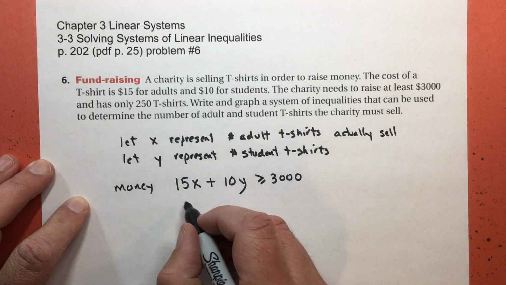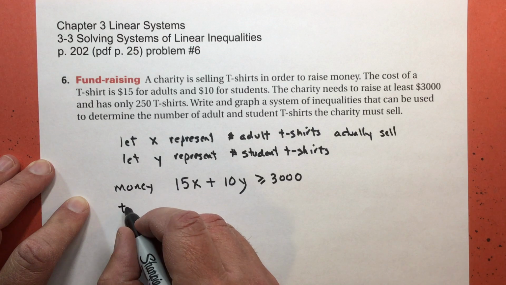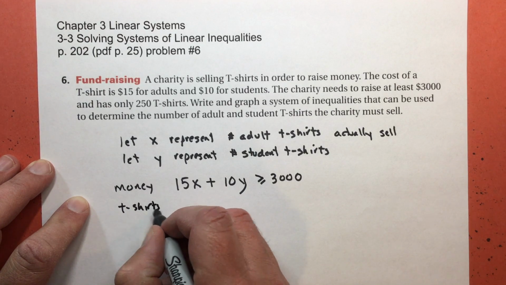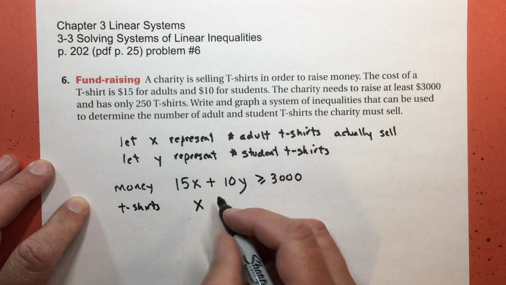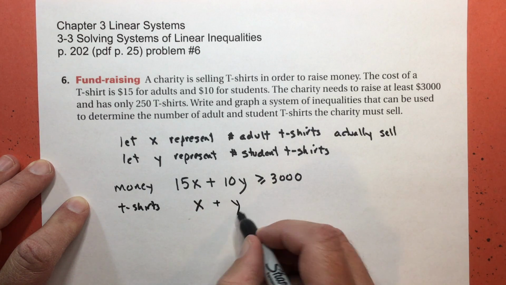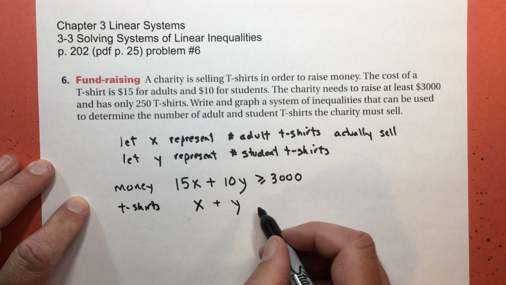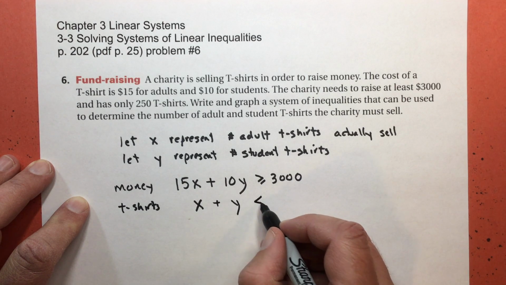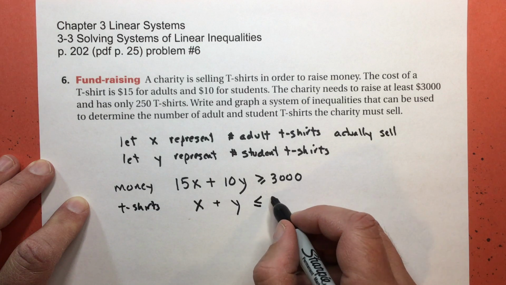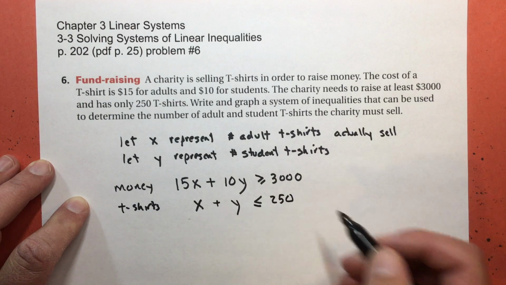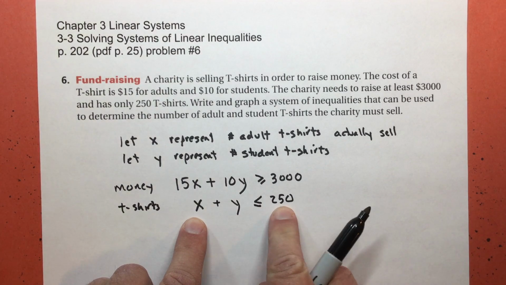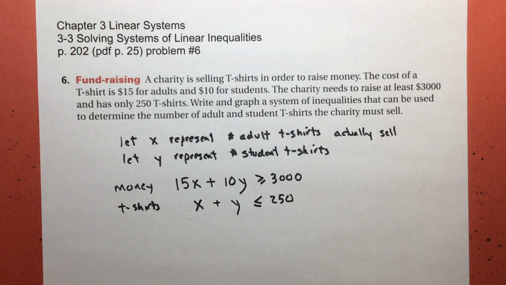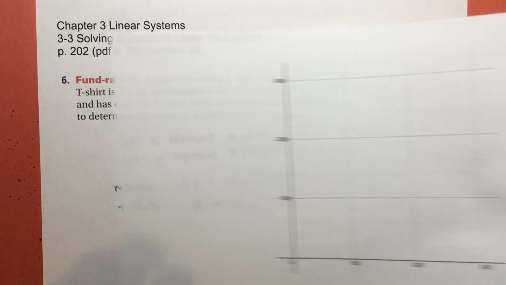That being said, for the number of t-shirts, the number of adult t-shirts that are actually sold plus the number of student t-shirts that are actually sold has to be less than or equal to 250, because the total number of t-shirts that they sell cannot go more than 250. Okay. Now I've got to graph on the next one.